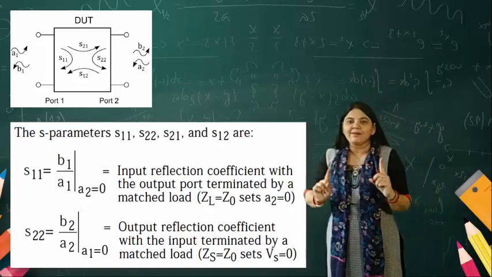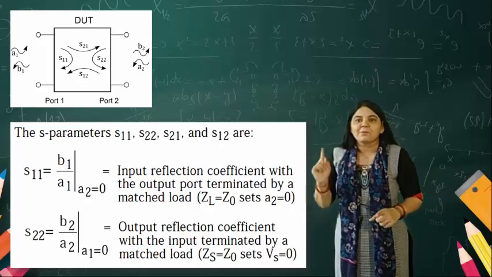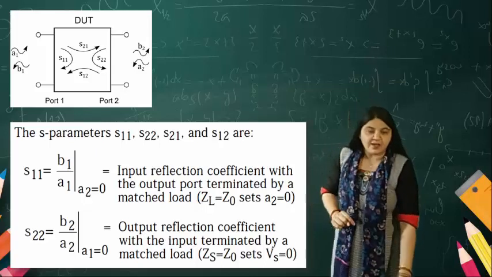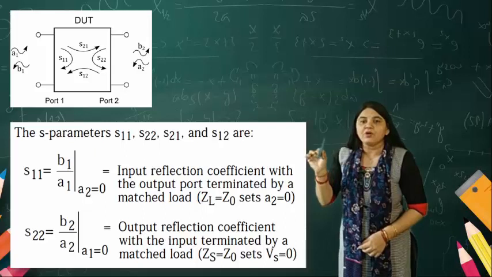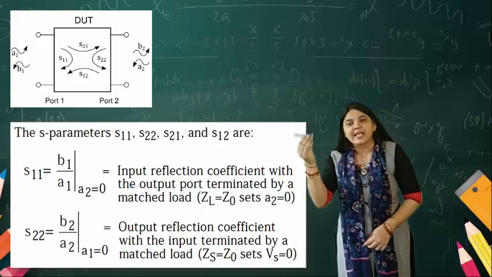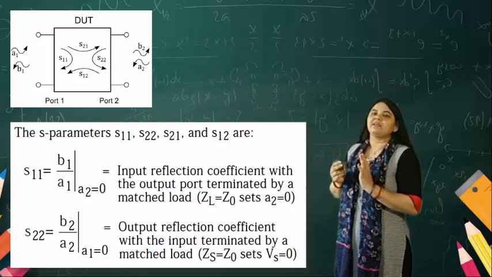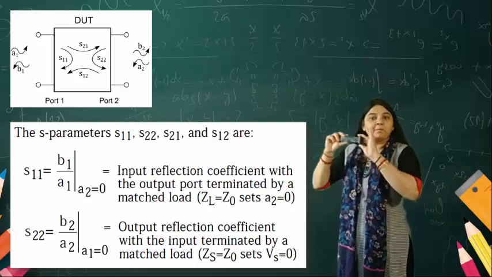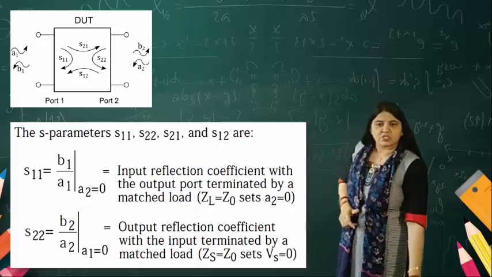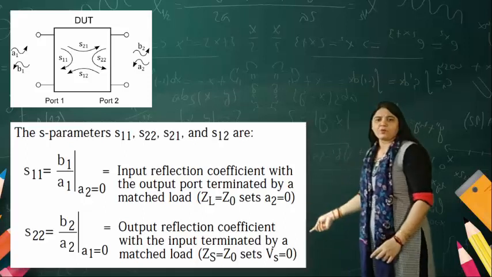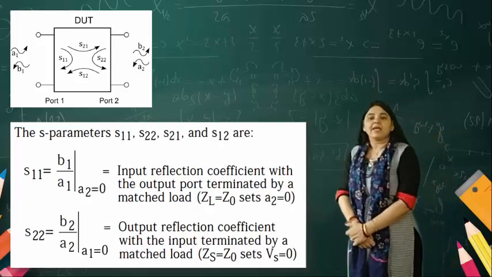A2 is 0 means you are not putting a 0 value there, but you are connecting it with the match load. By connecting the match load to any port, I am considering the wave value equal to 0, meaning the impedance is matched. This way the S22 parameter you can also find out. It is B2 upon A2.